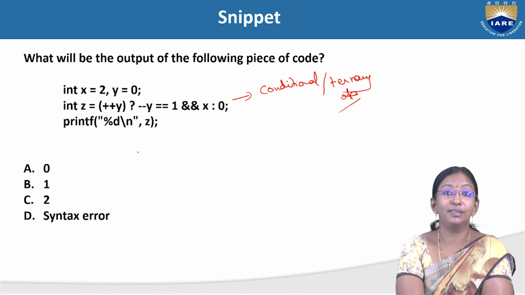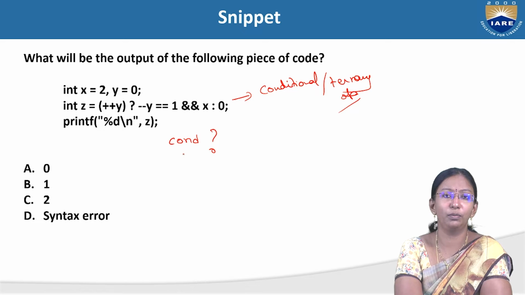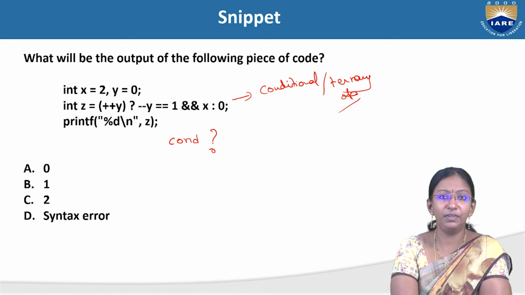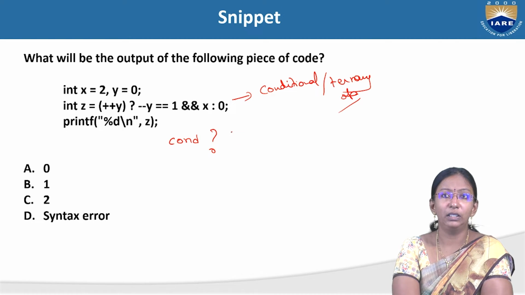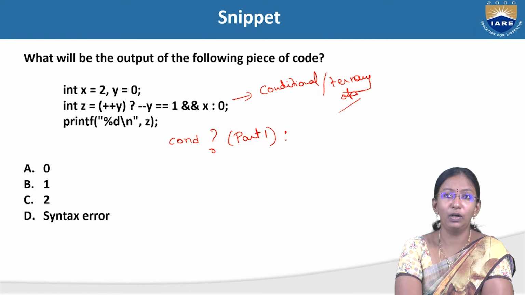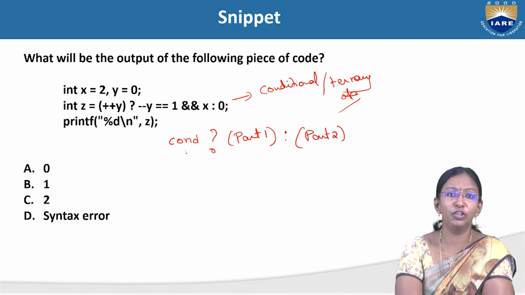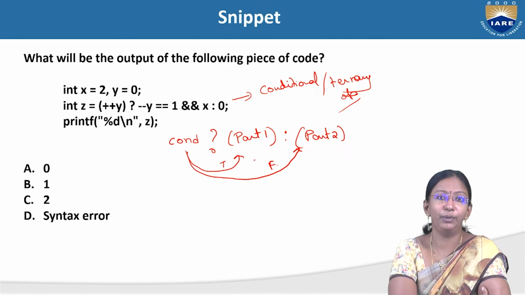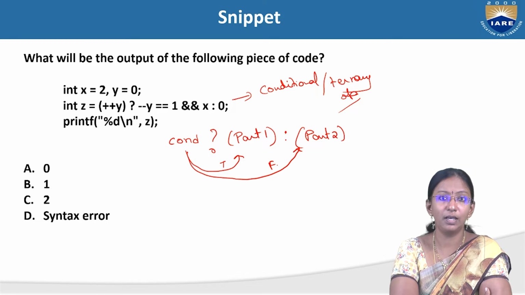What they have given is the condition, whatever. The syntax will be: the condition is given, followed by a question mark. If the condition is true, then part 1, colon, part 2. Two parts will be there. If the condition is true, the first part will be evaluated. If the condition is false, the second part will be evaluated. This is how a conditional operator works.